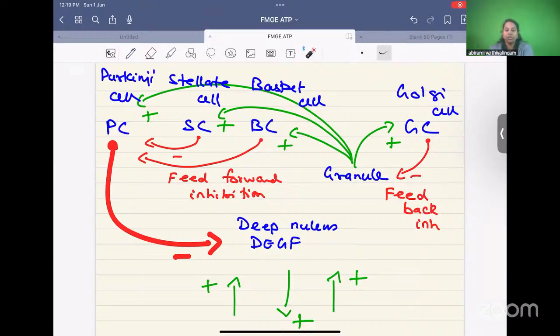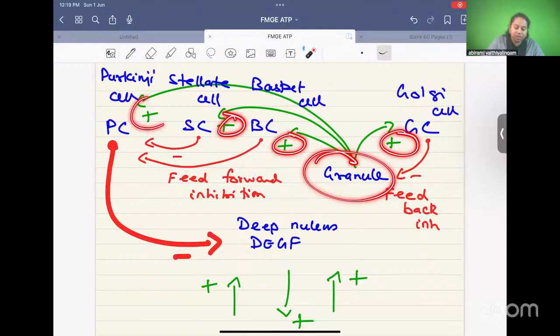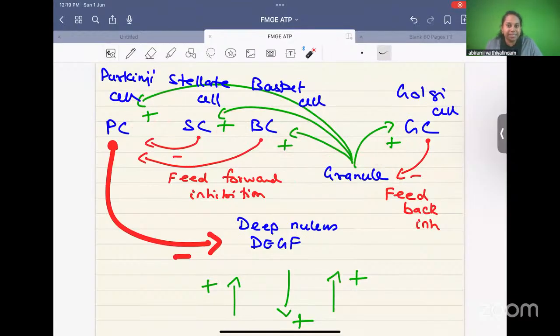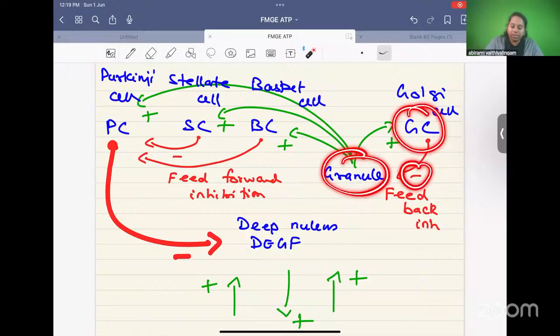Now let's do the connections of the cerebellum. Listen carefully. I'll tell you the points in the cerebellum. Granule cell is the only excitatory cell of the cerebellum, because it is giving plus everywhere. Golgi cell inhibits granule cell. This is called feedback inhibition.